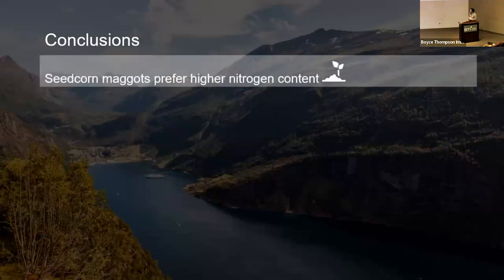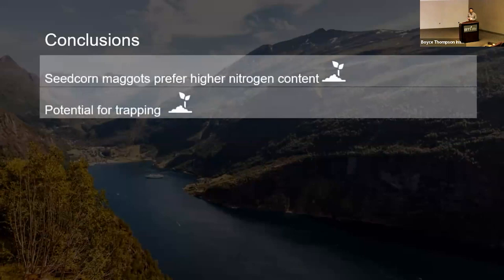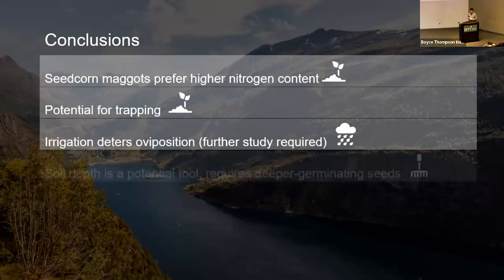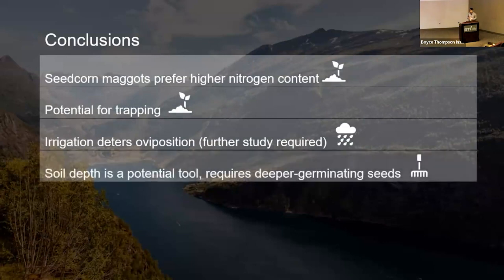Seed corn maggots, we found that they prefer a higher nitrogen content. And there's potential for that in trapping. It may be setting bait with a high nitrogen content. Irrigation, we found that could be a potential deterrent of oviposition because of the flooded cups and the seed corn maggots not preferring to oviposit there. And soil depth was also a potential tool, but it would require deeper germinating seeds.